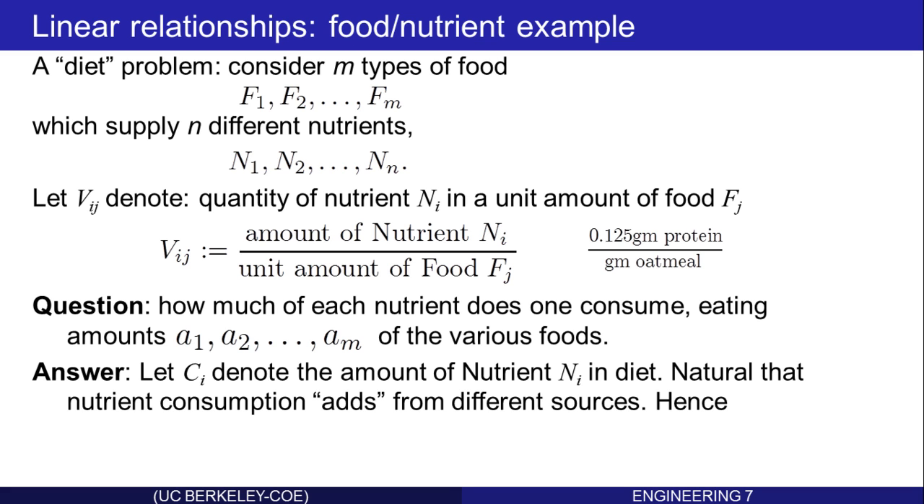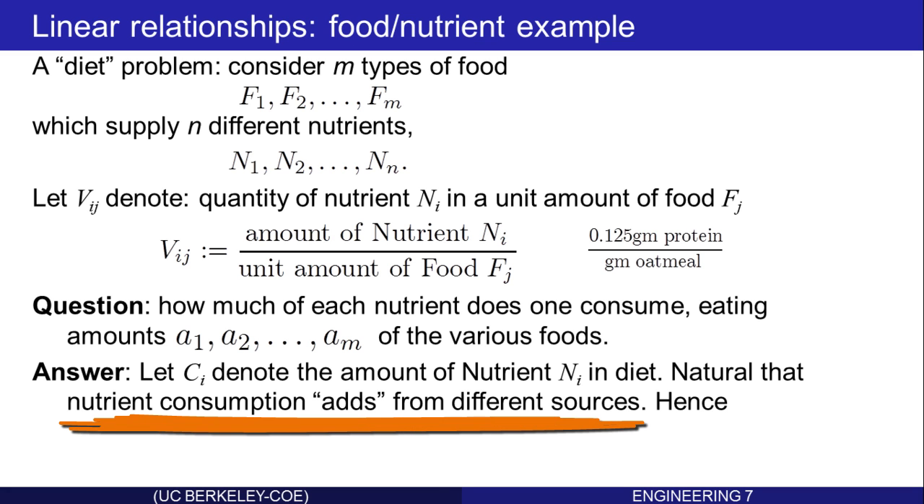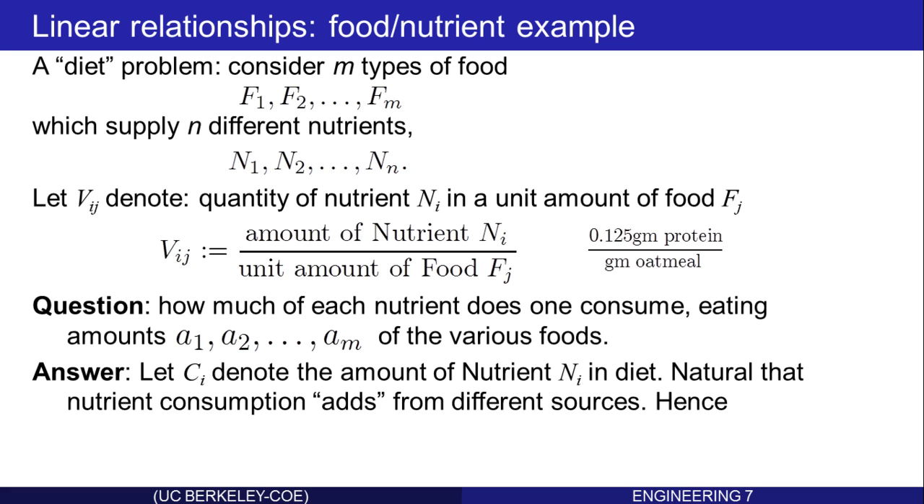It's natural that nutrient consumption adds from different sources. If I get 1 gram of protein from food 1 and 3 grams of protein from food 2, then I would have consumed 4 grams of protein from their combination. Hence, the amount of nutrient Ni in the diet is the amount of nutrient coming from food 1's consumption, plus the amount of nutrient coming from food 2's consumption, plus the amount of nutrient coming from food m's consumption.